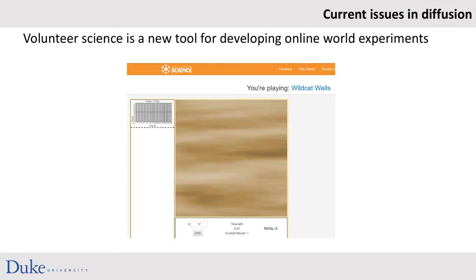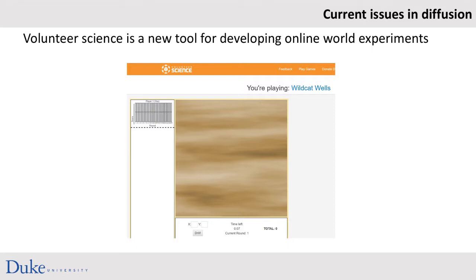But for those of us who are not so inclined, there's a new tool called Volunteer Science that's being run out of Northeastern, which should make it much easier for you to design and run online experiments in a more compartmental way. And they would love to have new people do this. So if you can think of a good experiment for them to run, I'm sure they would be thrilled.